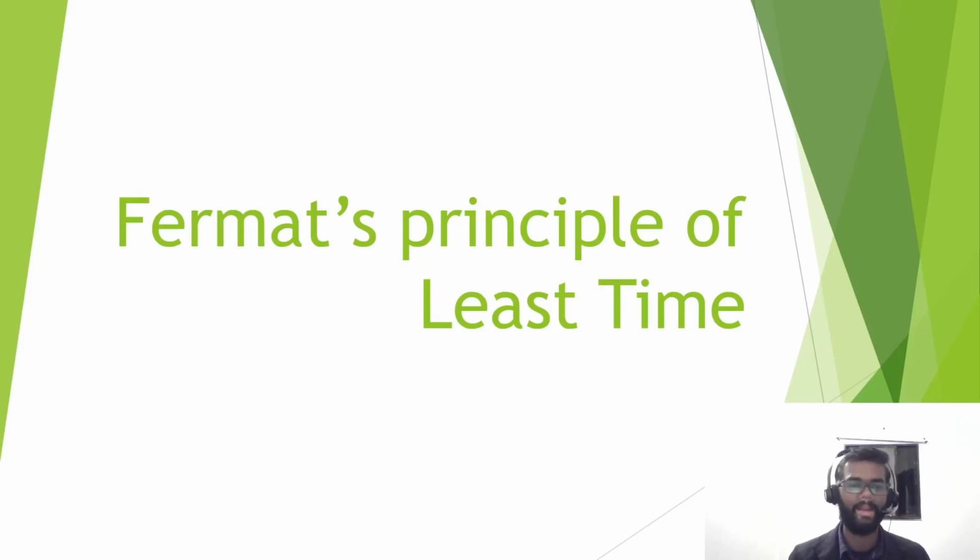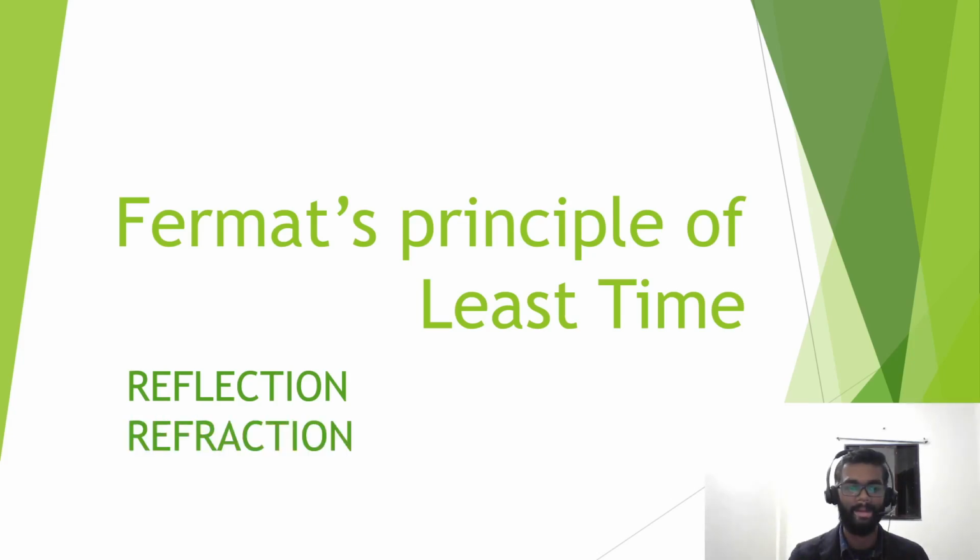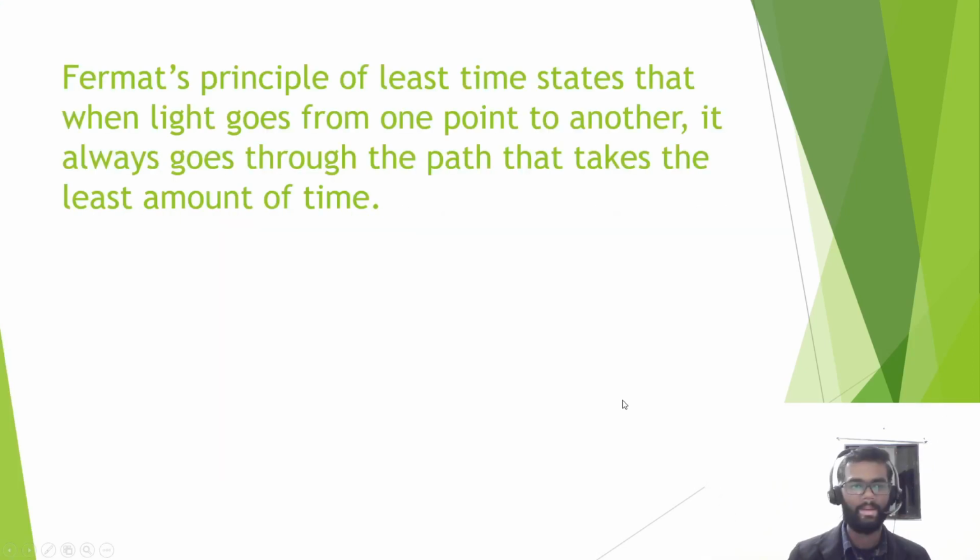Hi, my name is Ayan and today I'm going to talk about Fermat's principle of least time. You will be surprised to know how a very simple theorem or principle can explain two very important phenomena related to light. One is reflection, which we already know, and another is refraction, which we have probably already seen in high school, right? So what is Fermat's principle of least time?